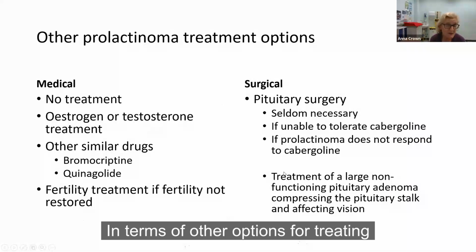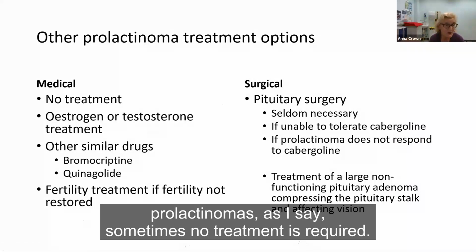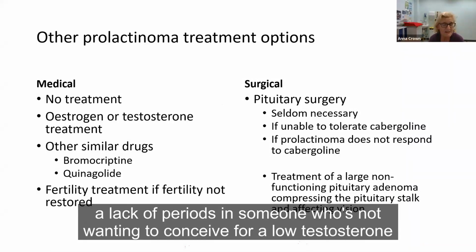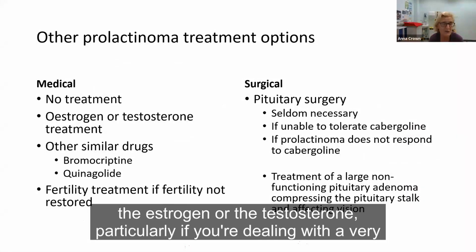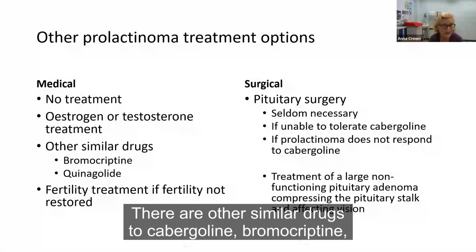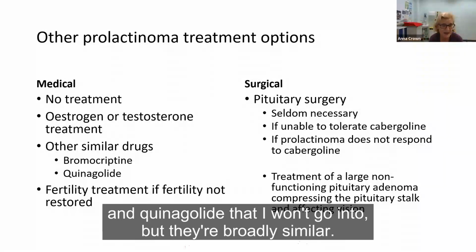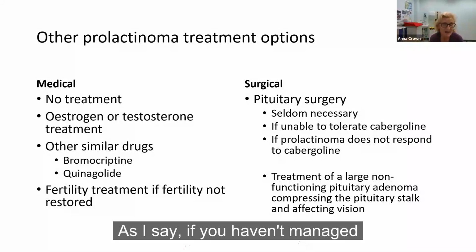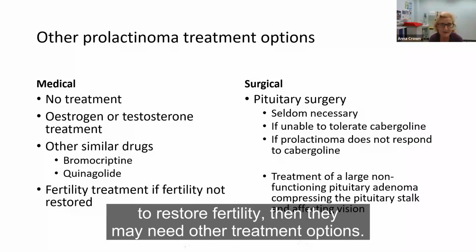So in terms of other options for treating prolactinomas, as I say, sometimes no treatment is required. Sometimes if the problem is, for example, a lack of periods in someone who's not wanting to conceive, or a low testosterone in a man, you can just replace that hormone, the estrogen or the testosterone, particularly if you're dealing with a very small prolactinoma and you're not worried about it taking up space. There are other similar drugs to cabergoline, bromocriptine and quinagalide that I won't go into, but they're broadly similar. And obviously somebody might need fertility treatment. As I say, if you haven't managed to restore fertility, then they may need other treatment options.